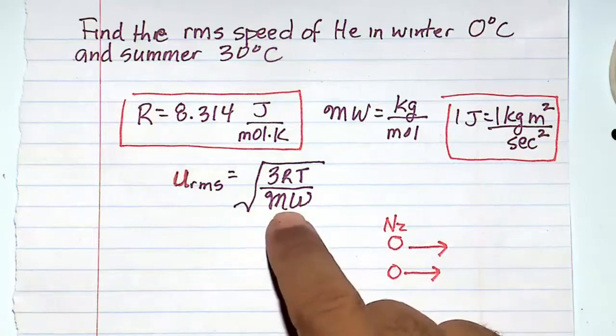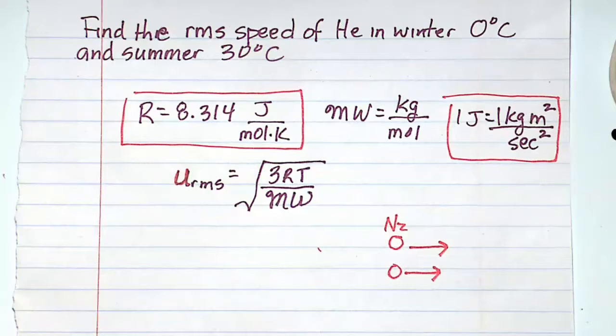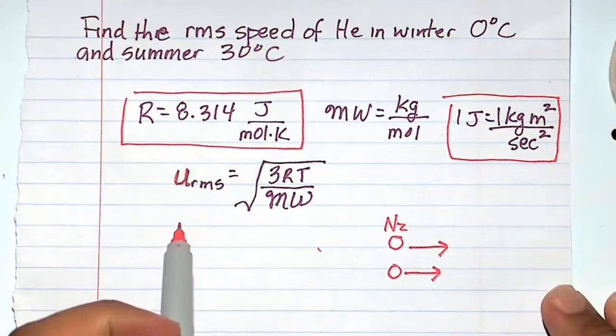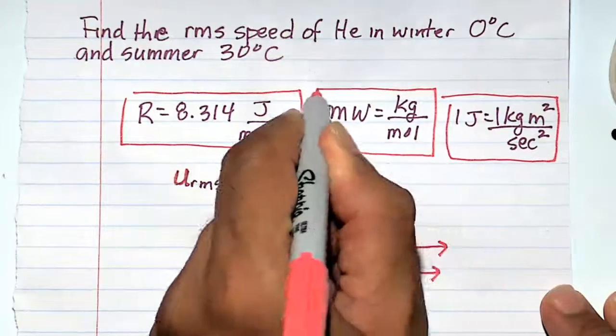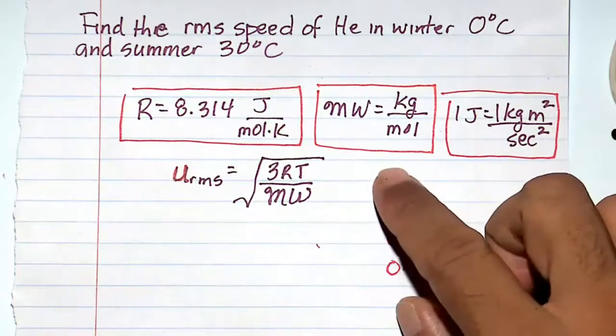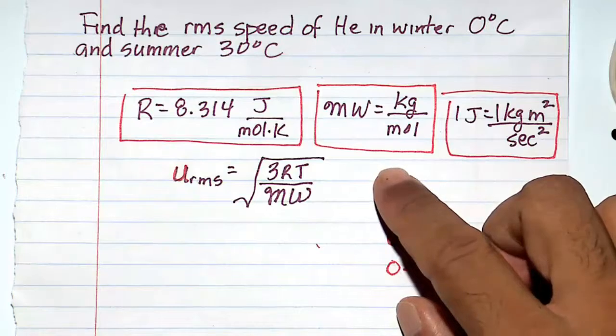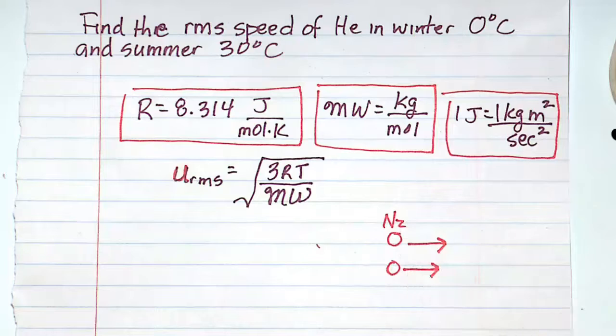And one final thing here: in order to get the units to cancel out, to get our final units of velocity, meters over second, the molecular weight must not be in our customary grams per mole, but it has to be in kilograms per mole. We make this adjustment in order to get the units to cancel out. So here's our equation to calculate the speed. Let's take a look and calculate the root mean square speed.